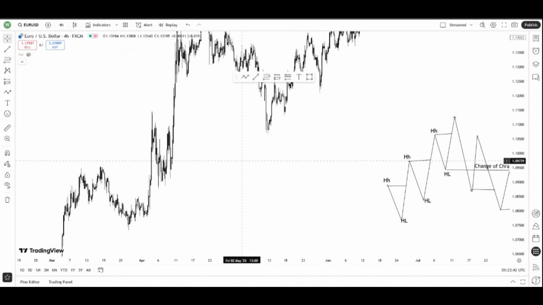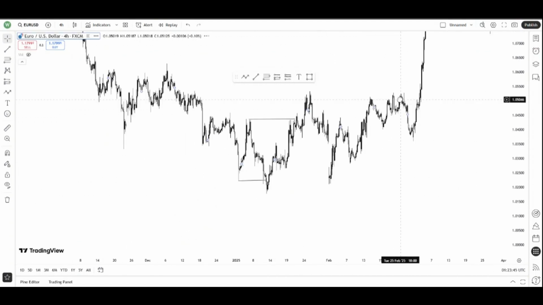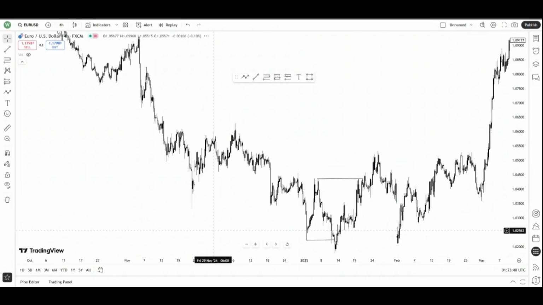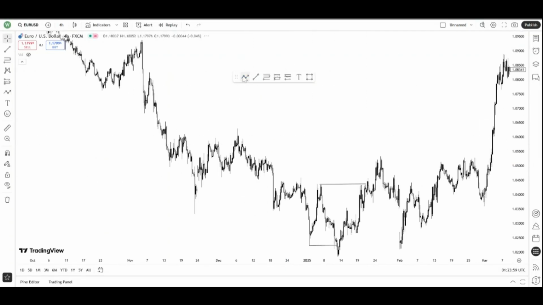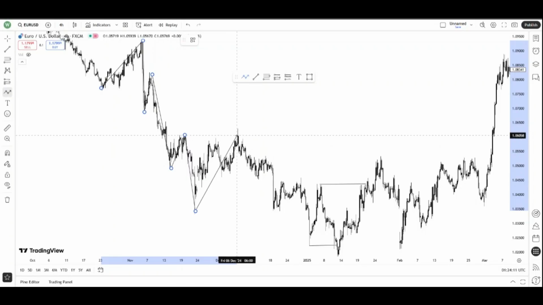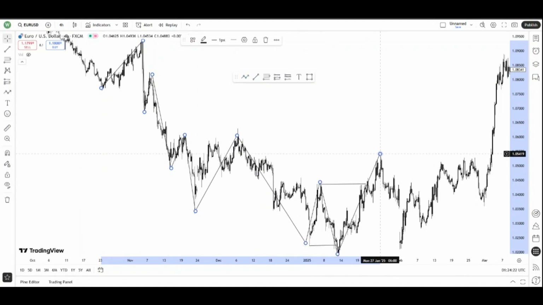Now let's use this scenario for an example. All right. So let's just start from here. Now we have this market making a series of lower lows and lower highs, right? Lower lows, lower highs, right? And we have this break. This break here actually happened here, right? You can see it. And we have the change of character.